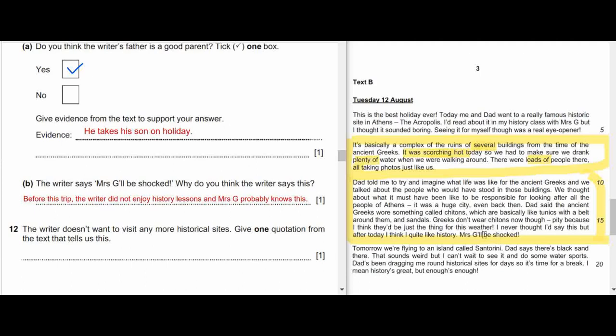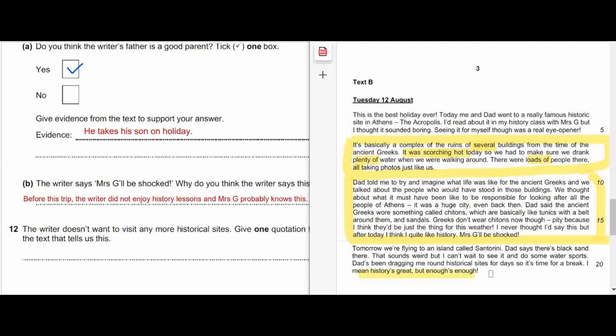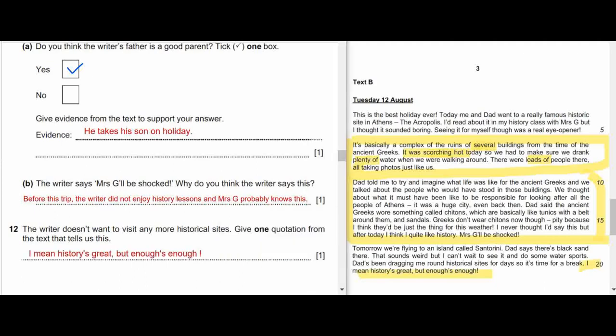The end for the next question will be after this, in this paragraph. So we skim from here, looking for something that says the writer doesn't want to visit again. We just keep skimming, and: I mean, history is great, but enough is enough. That will be the answer. So let's put it down in the answer slot. That will be the quotation: I mean, history is great, but enough is enough.